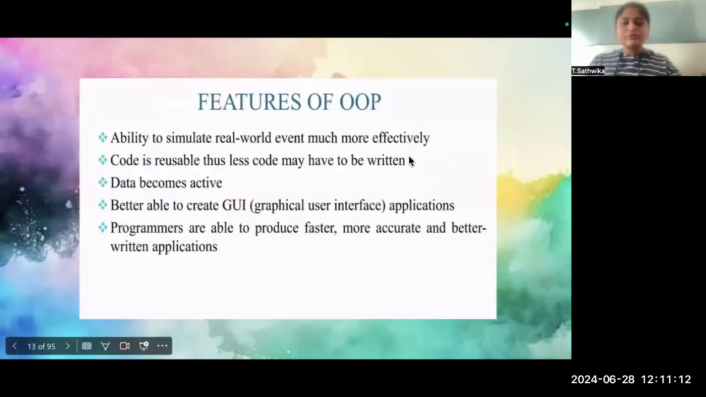So the features of object-oriented programming are that it has the ability to simulate real-world events much more effectively, and code is reusable, thus less code may have to be written. Data becomes active, and it is better able to create GUI, which is known as graphical user interface applications, and programmers are able to produce faster, more accurate, and better written applications.